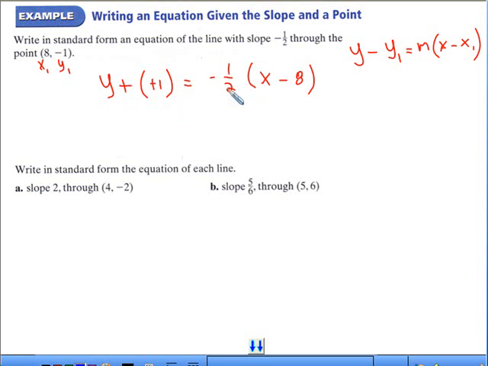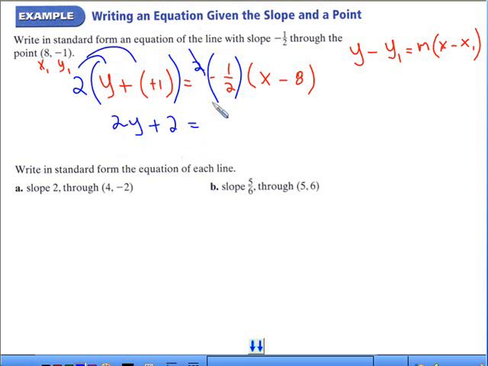Now we want to get rid of the fraction, so we're going to multiply both sides by 2. So put this in parentheses, and put a 2 there. It's important to put the parentheses so that you remember to distribute the 2 to both, because that's a common mistake. So we're going to distribute here. You get 2y plus 2 is going to equal, these 2's cancel, so you're left with -1. We distribute the -1 now, so you get negative x plus 8.